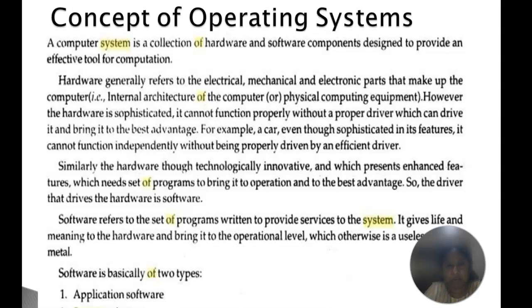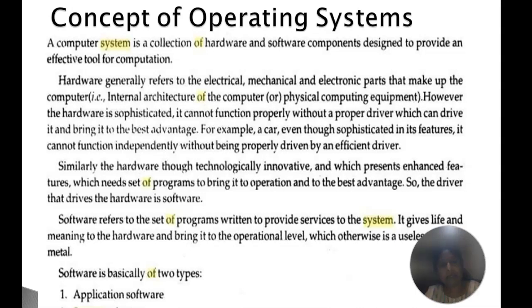For example, a car, even though sophisticated in its features, cannot function independently without being properly driven by an efficient driver. Similarly, the hardware, through technological innovation, presents enhanced features which need a set of programs to bring its operation to the best advantage. So the driver that drives the hardware is software. Software refers to the set of programs written to provide services to the system. It gives life and meaning to the hardware and brings it to the operational level, which otherwise is a useless piece of metal.